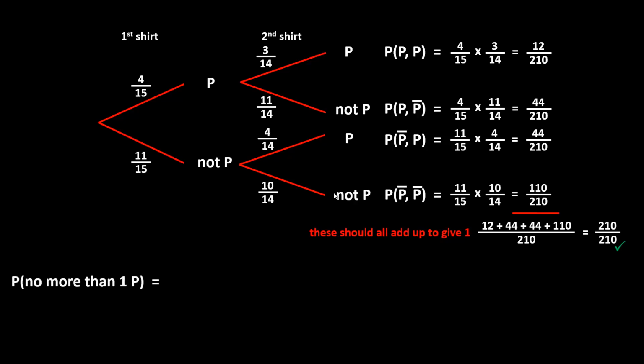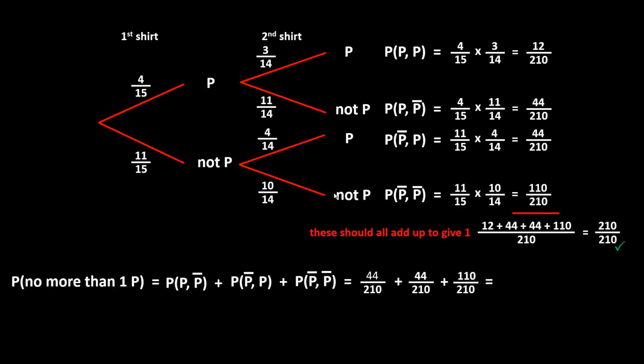Now let's have a look then. We want the probability of no more than one plain. So which ones satisfy that? Well, plain and not plain, that's got no more than one plain. Or it could be not plain and plain. Or it could be two not plains. We haven't in any of those got more than one plain. Good, so that's 44 210ths, followed by 44 210ths plus 110. Okay, so that is 198 210ths. We can cancel that down to 99 105ths.